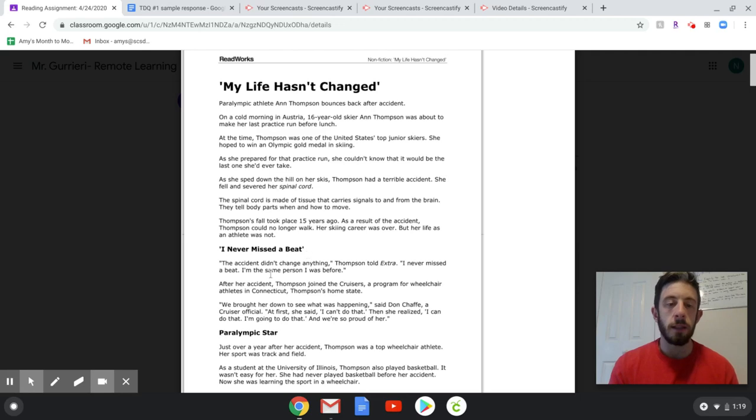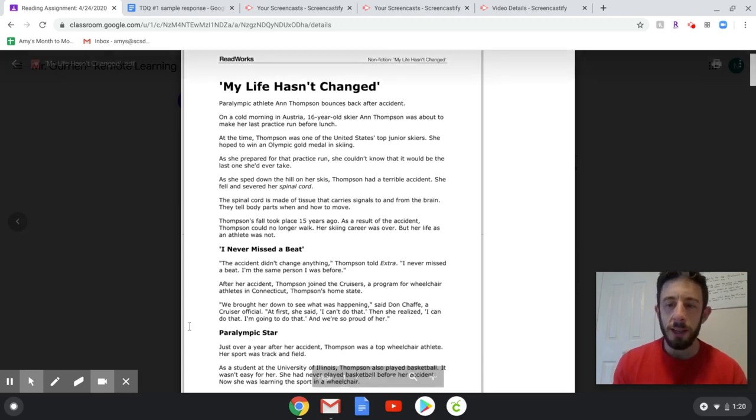And then it even says later on, after her accident, Thompson joined the Cruisers, a program for wheelchair athletes in Connecticut, Thompson's home state. So we can see that the author is using sequence and order here because they're talking about the events that happened from the time of her accident to the time after her accident. So I'm going to make sure I include that in my response.